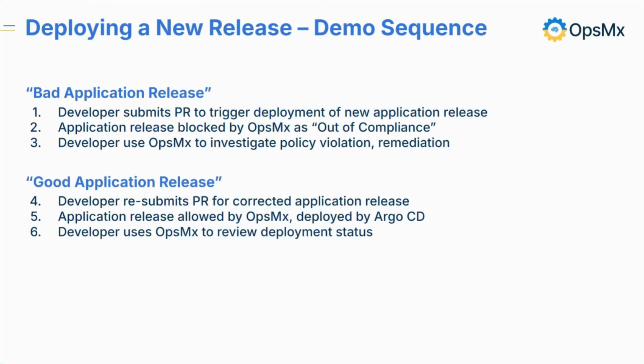First, we're going to show you what happens if I try and release a version of an application that has a critical vulnerability in it. So you'll see a developer submitting a PR, you'll see the application getting blocked by OpsMx because it's out of compliance, and then you'll see how you can use OpsMx to go in and look and understand what happened within that environment, right?